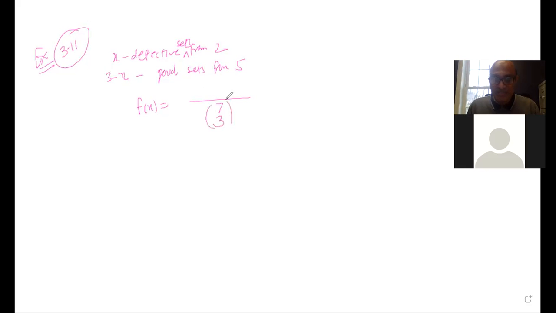So out of these 7, 3 are being purchased, and 2 are defective. If 1 is defective, it is 2C1, right? And if X are defective, then naturally 3 minus X are non-defective, out of the 5. So it is 5C(3 minus X).